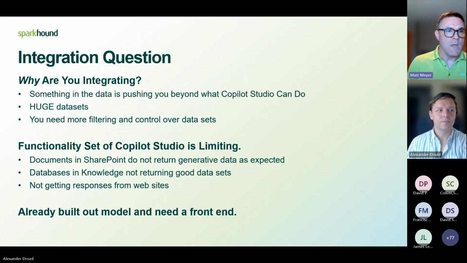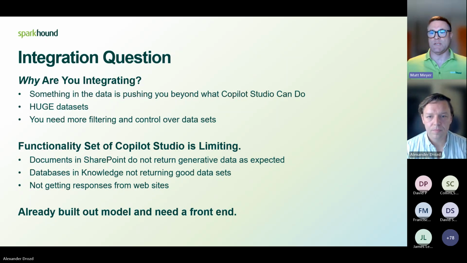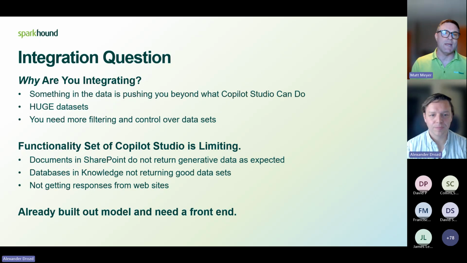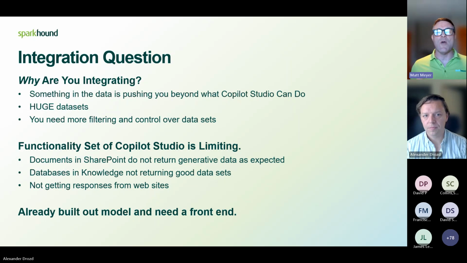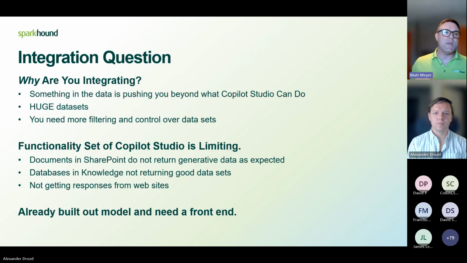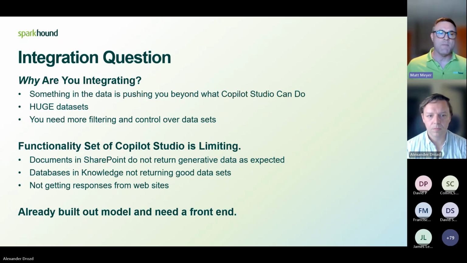The first thing you've got to ask yourself is, why do I want to do this? What possible reason could I have to step out of Copilot Studio or my low-code method and get into OpenAI or some other system? A lot of times you have something in your data that's going to push you beyond what Copilot Studio can do. Maybe you've got massive data sets. Copilot Studio, as it stands right now, doesn't do great with really, really big data sets. Or you need more control over your data set. I need filtering, I need more context, I need something that's going to give me better answers.